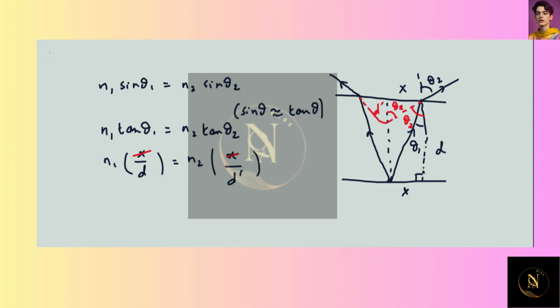So I get n1 times d prime is equal to n2 times d, and that gives me d prime is equal to n2 over n1 times d, and that can be written in the form that's given in the question, which is d times n2 over n1.